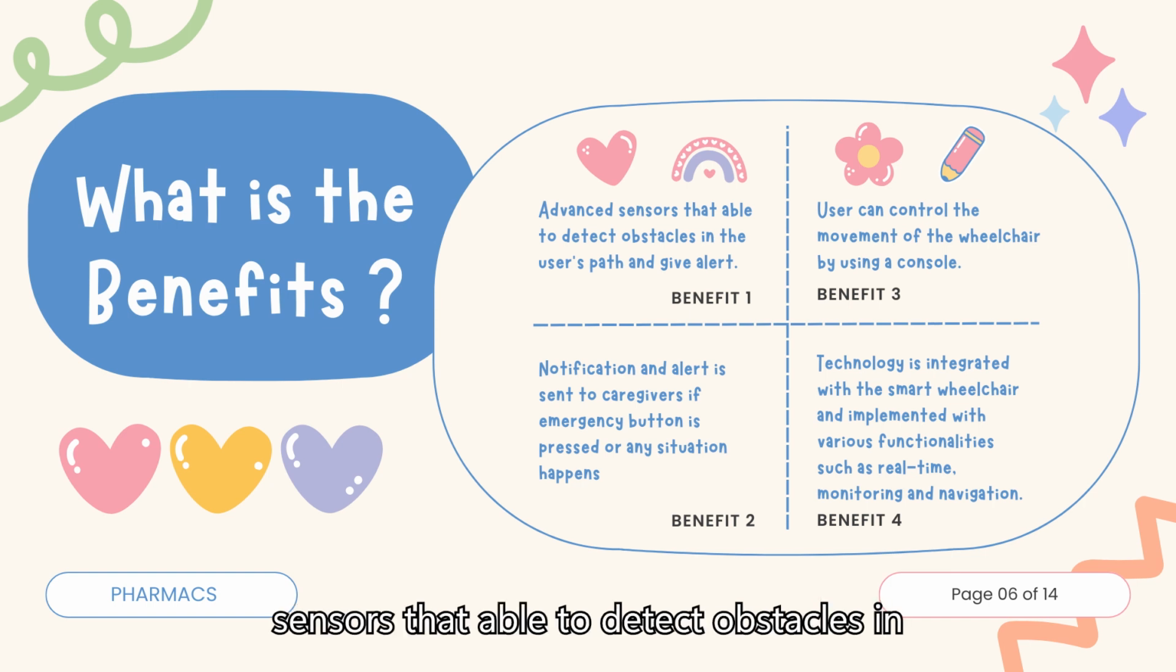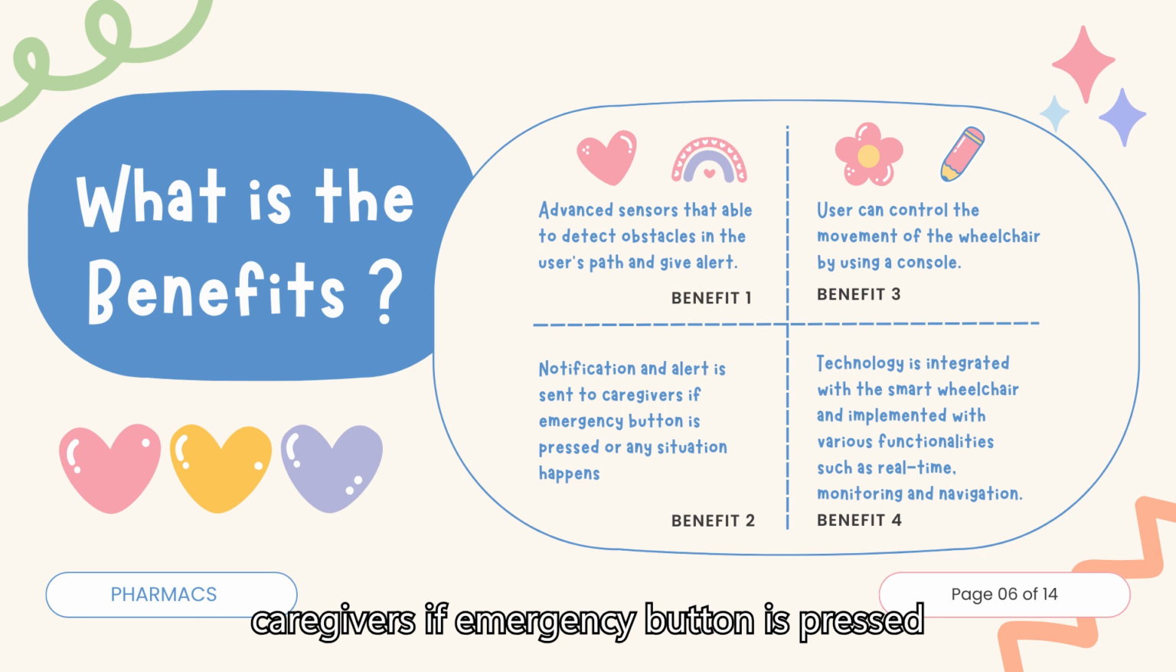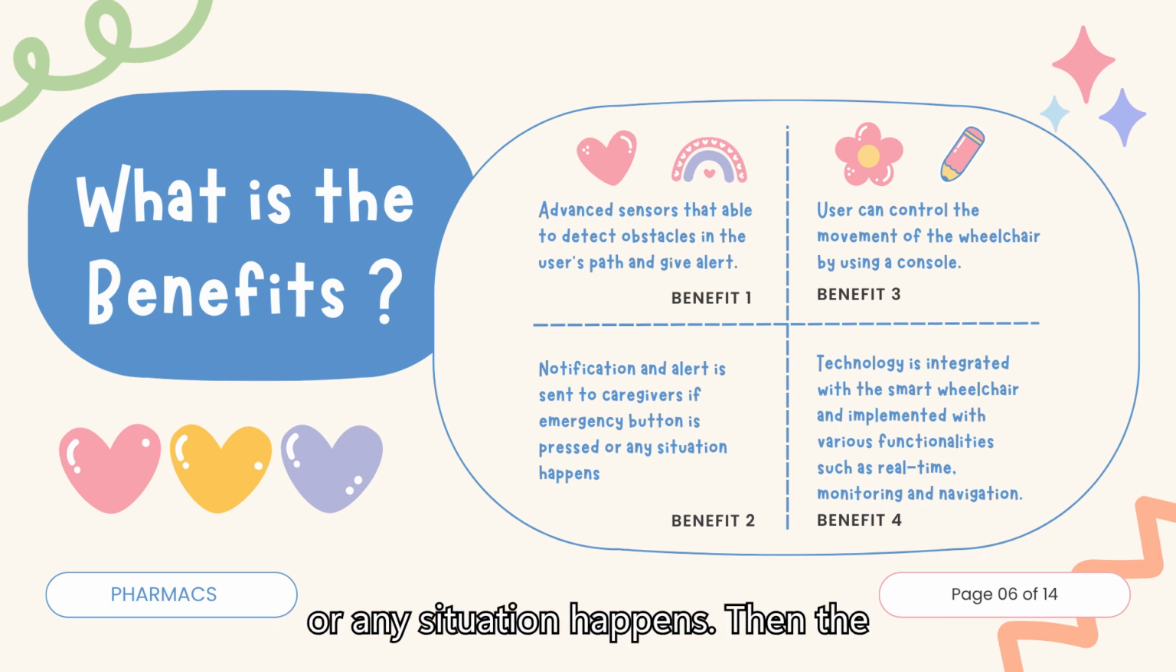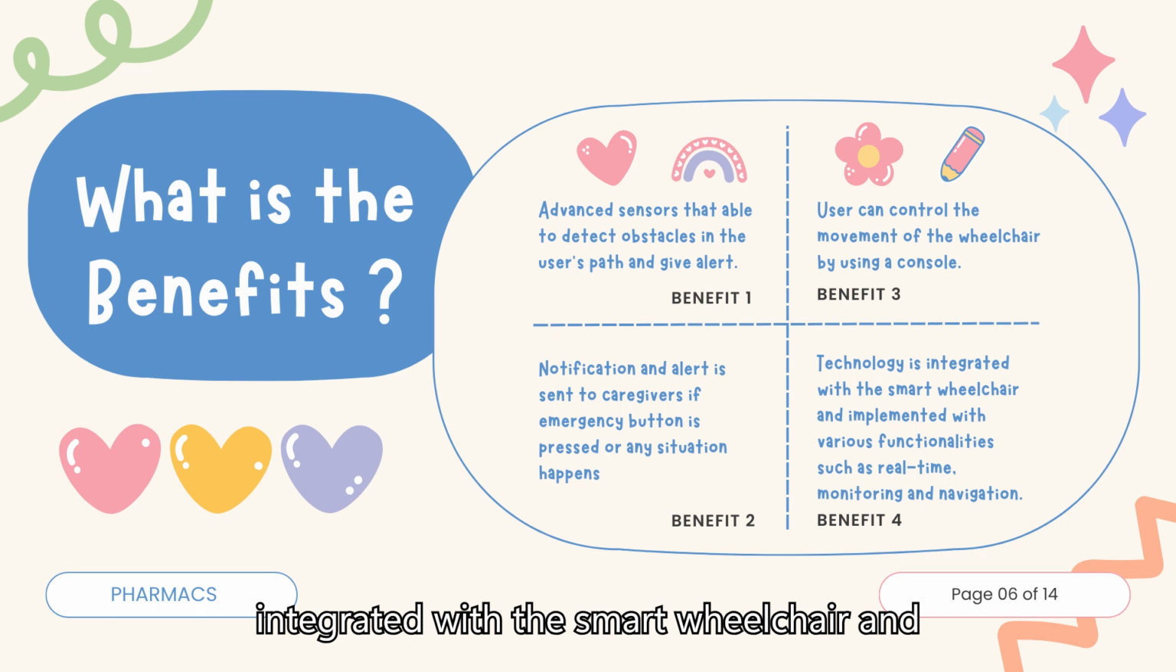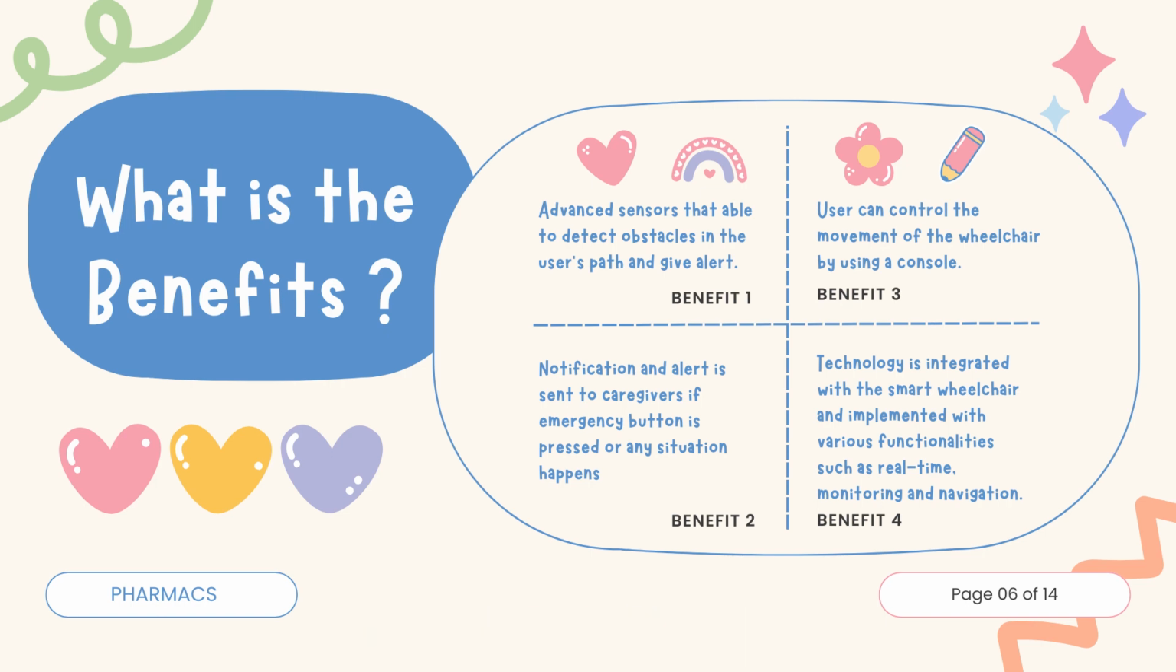First is the advanced sensors that are able to detect obstacles in the user's path and give an alert. Second, notification and alert is sent to caregivers if the emergency button is pressed or any situation happens. Then benefit 3 is that the user can control the movement of the wheelchair by using a console, and last is technology integrated with the smart wheelchair and implemented with various functionalities such as real-time monitoring and navigation.